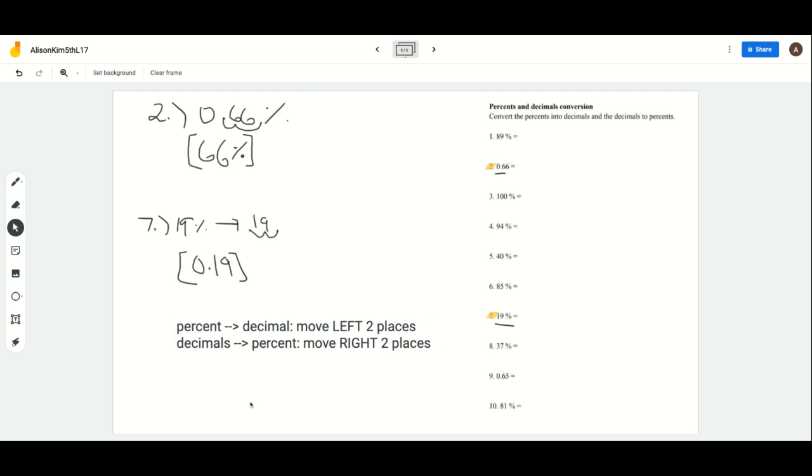And that's just the basic rules for conversions between percents and decimals. And that's all I have for you guys today. I hope this helped you guys.